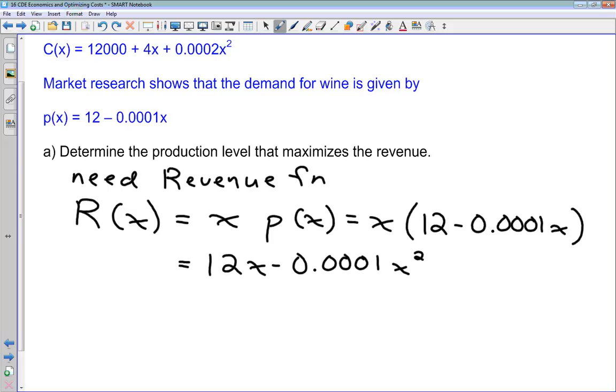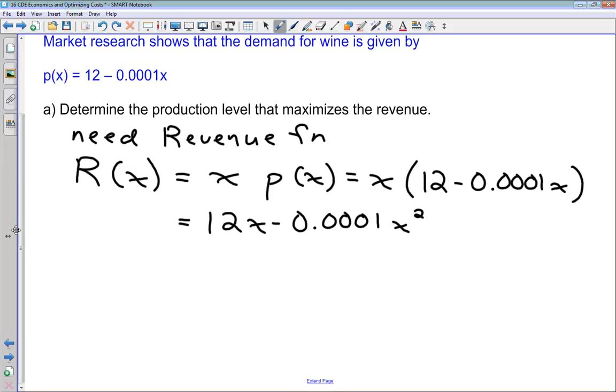Well, this is our revenue function. Now, we want to maximize this. We've done maximization before. If we want to find where the maximum value is, or a local maximum for this thing, we're going to take the derivative, set it equal to 0, and solve for x.